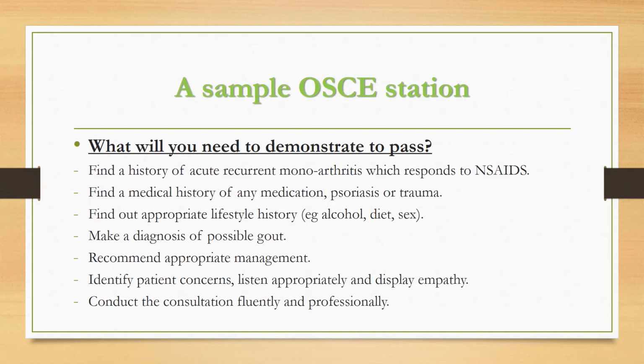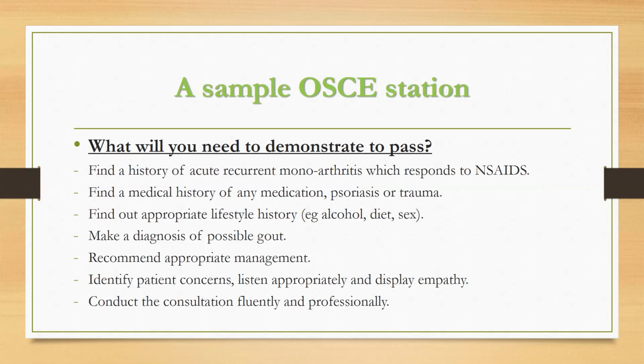First of all, they mention you have to find the history of acute recurrent monoarthritis, which responds to non-steroidal anti-inflammatory drugs. So it is very important in history taking that you ask about the condition, whether there is any previous episode, which means it's recurrent, and of course you ask the patient what he did for this pain. He will tell you, for example, I'm taking ibuprofen or whatever non-steroidal he takes, and he will let you know that this medication helps him ease his pain.